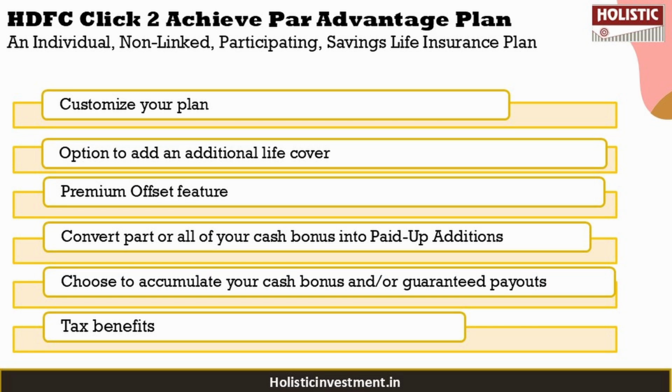The premium offset feature in this policy lets you adjust your premium payment using cash bonuses and/or guaranteed payouts where applicable. You can also convert part or all of your cash bonus into paid up additions for enhanced benefits. You can choose to accumulate your cash bonus or guaranteed payout and withdraw them as a lump sum when needed. You also get potential tax benefits which may be available as per the prevailing tax laws. So these are all the key features.